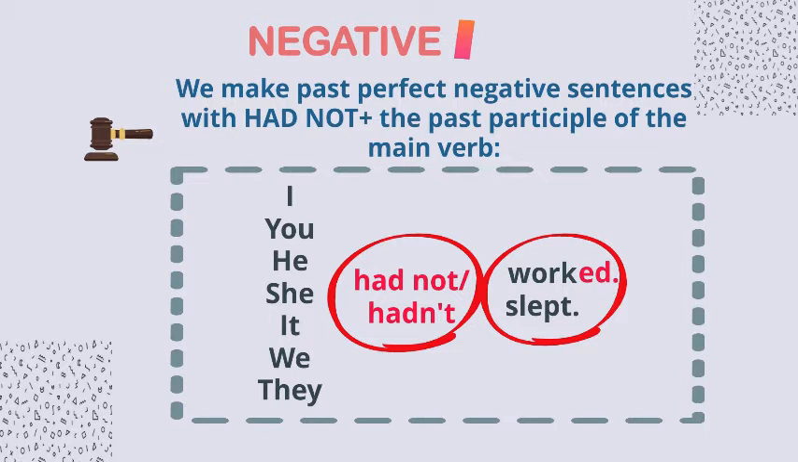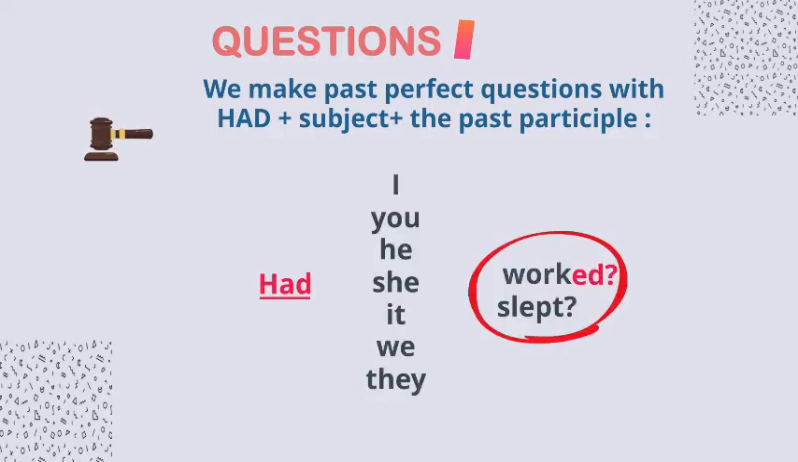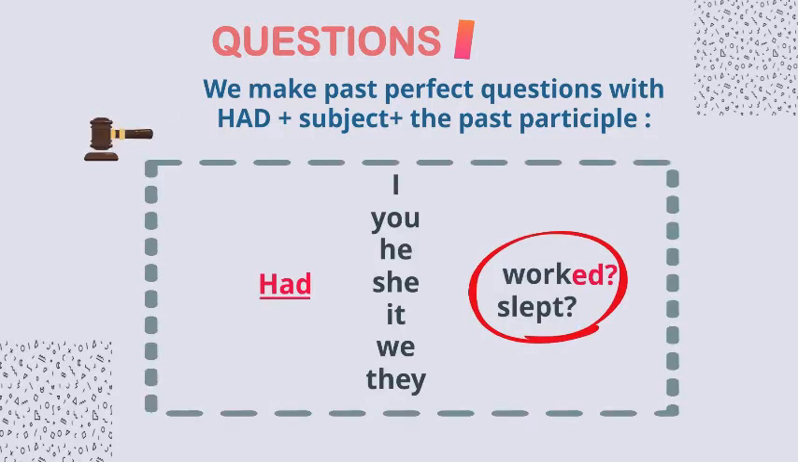And finally the questions, which we make by putting had before the subject and the past participle after the subject. Had I worked? Had you worked? Had he worked? Had she worked? Had it worked? Had we worked? Had they worked?